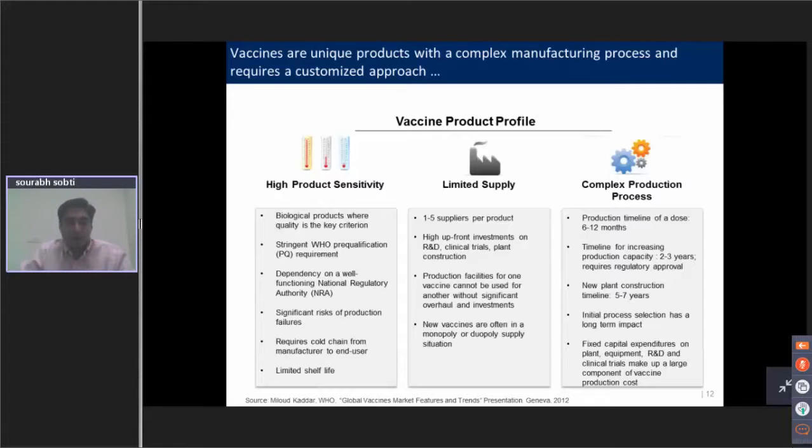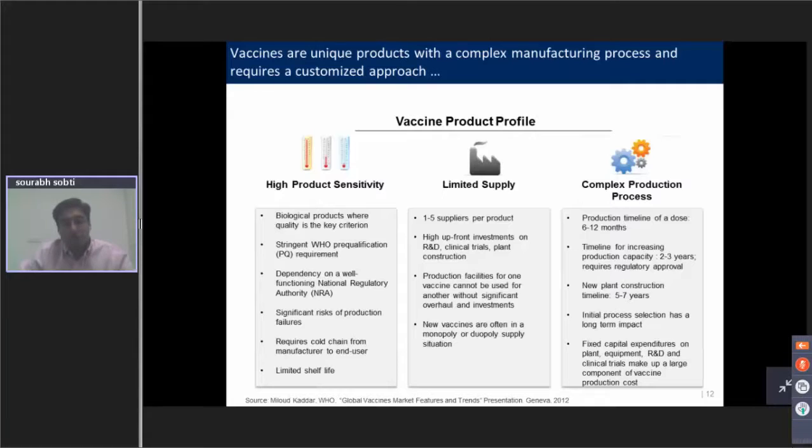Considering that they are biologic products, there is inherent risk of production failures. There is a stringent national regulatory authority. So unlike the small molecules, which could be approved by the state FDAs, in this scenario, you do need the central DCGI and the CDSCO to give you an approval for your product.